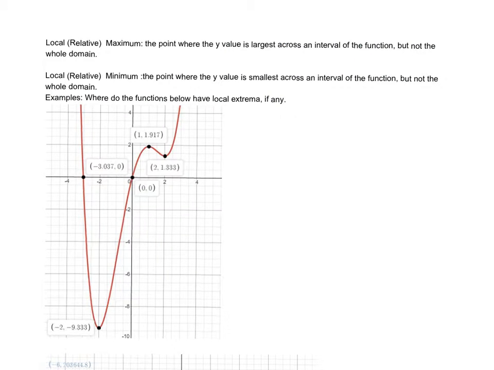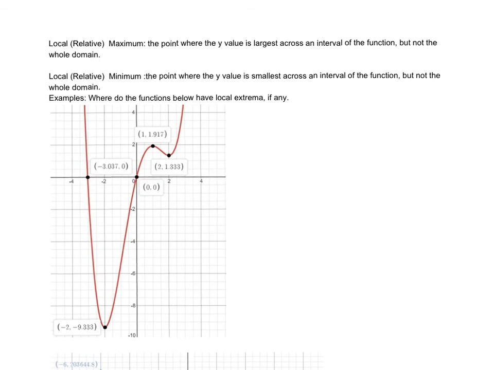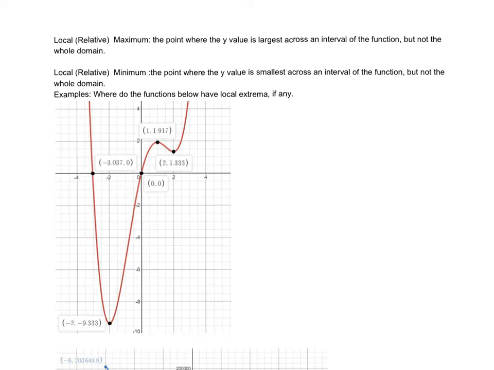So now that we've seen the absolute max or min, there are times where there are points that are at the highest, but it's not for the whole domain, just for a portion. And we call those local or relative maximums and minimums. So a local or relative maximum is going to be a point where the y value is largest across some interval of the function, but not the whole domain. So we're not going to look for the whole domain.